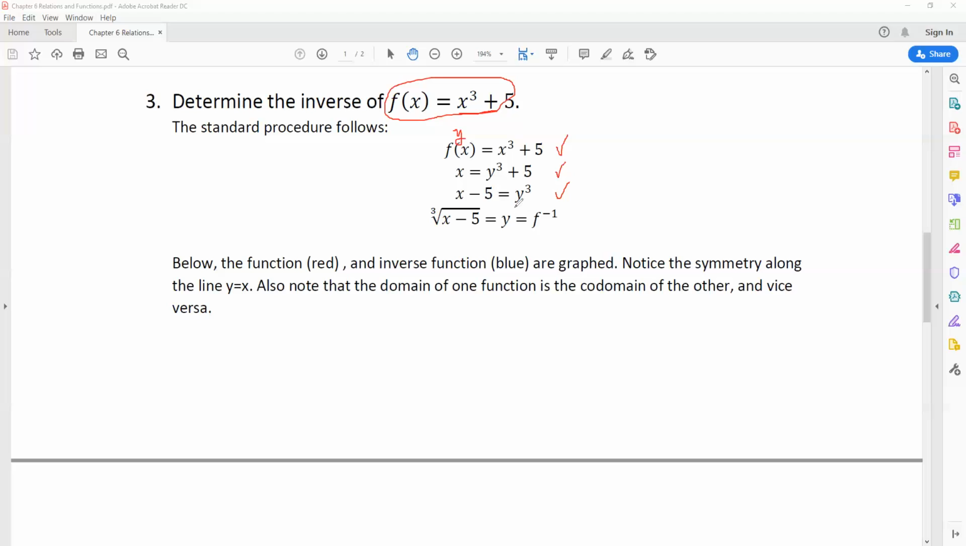But remember, this y is the result of that temporary switch that took place in step number 2. Remember, we swapped x and y here. Since this is really just a placeholder to make the algebra more simple, we're going to change this y to what it really is, f inverse. This y is f inverse. It's the inverse function.